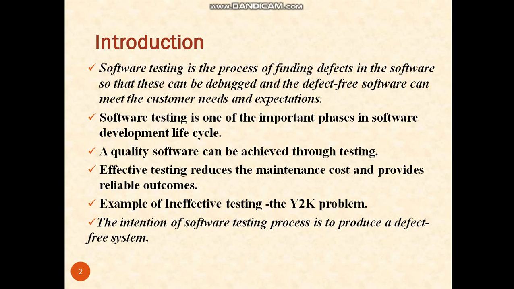Testing is performed at each modification in the system. Testing is done with test cases. A test case is a set of test data and test criteria that helps to determine the right or wrong behavior of the system. A quality software can be achieved through testing. Effective testing reduces maintenance cost and provides reliable outcomes. An example of ineffective testing is the Y2K problem. The intention of software testing is to produce defect-free software.